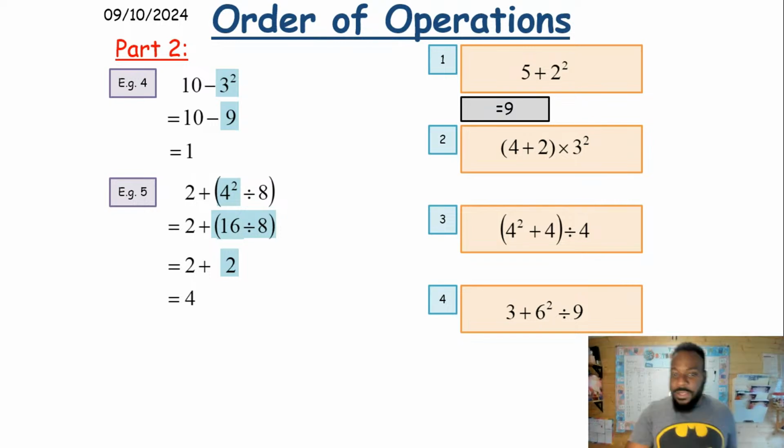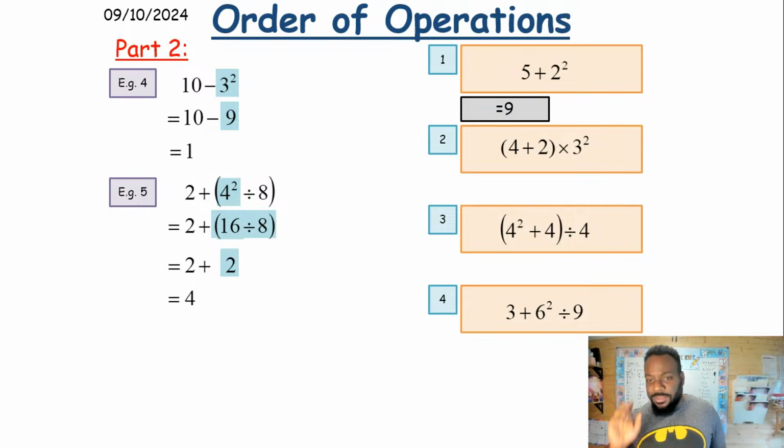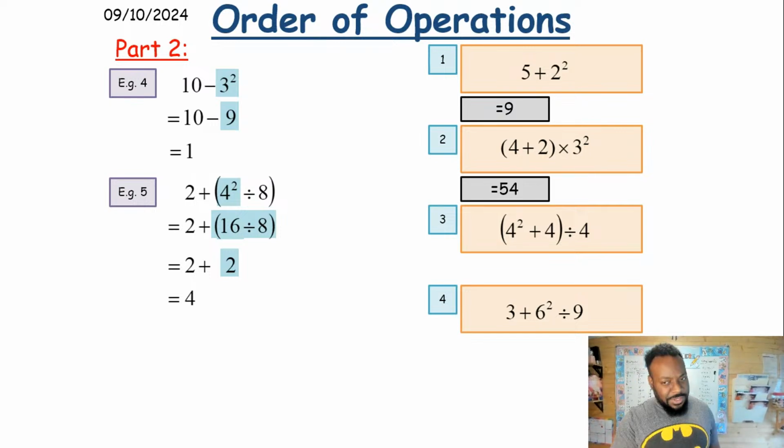Okay. This one, we want to do the brackets first. We want to do the 4 plus 2, which gives us 6. And then we've dealt with the brackets, so we put that to one side. Then we have the power of 2 against a 3, which will just give us 9. And then we're going to do 6 times 9, 54.